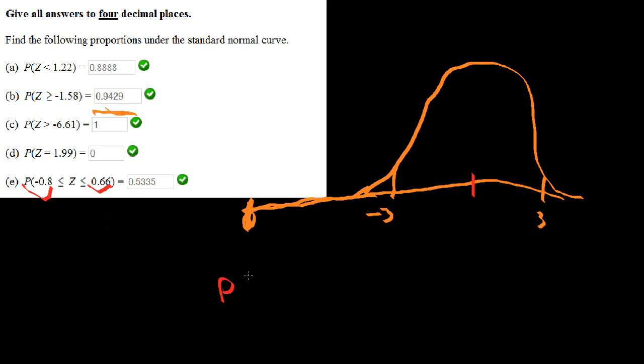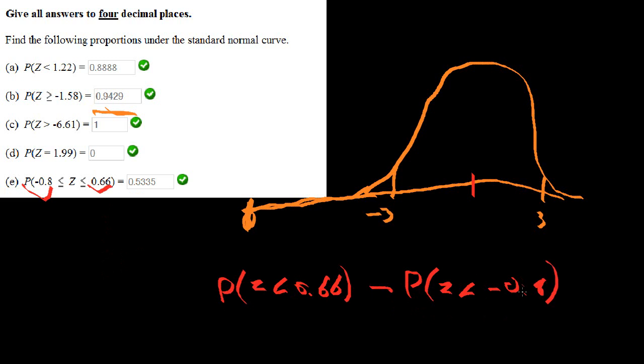So you would do the probability of getting z that's less than 0.66, subtract the probability of z being less than negative 0.81. Now all you have to do is find these values right here, this one and this one, on the table. You would get some value out. Then you would subtract this one here by this one over here, and that would give you your answer of 0.5335.